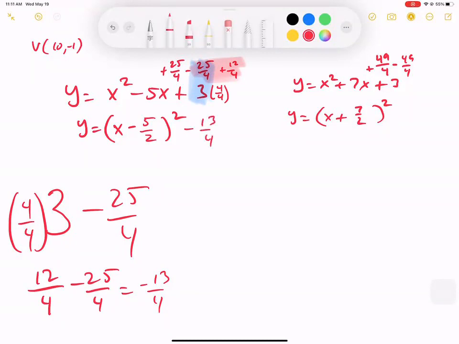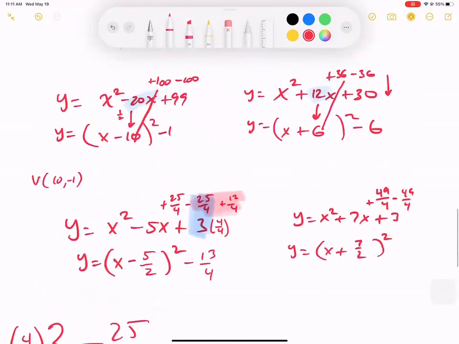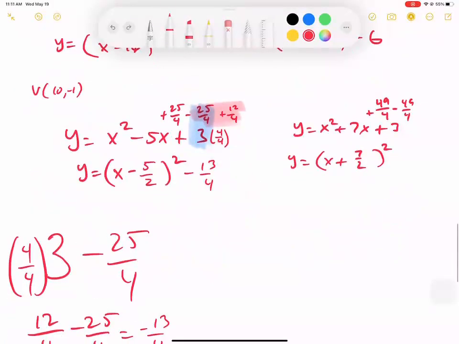Yes, it is a little bit more work, but if you look at what we did before, the only difference is this section here. That's the only new step for fractions.